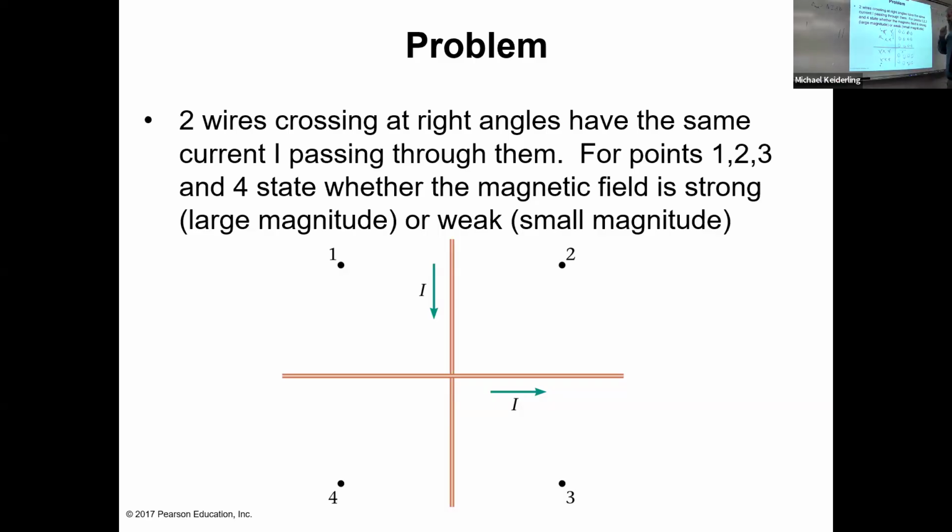Now we can do the other wire in green. Here we have this wire wrapping around. So it is going into the board on the bottom, and out of the board on the top.